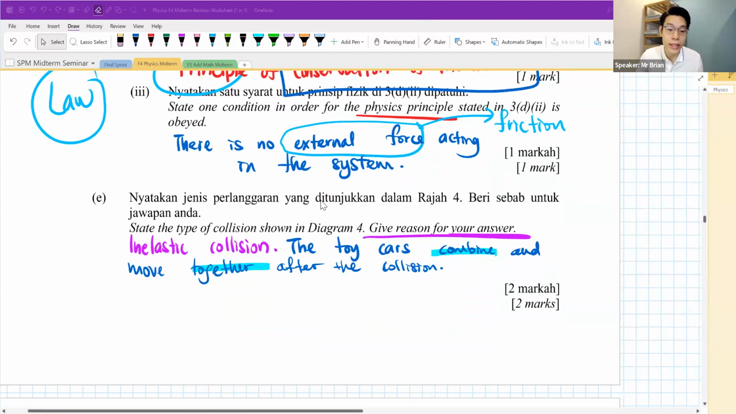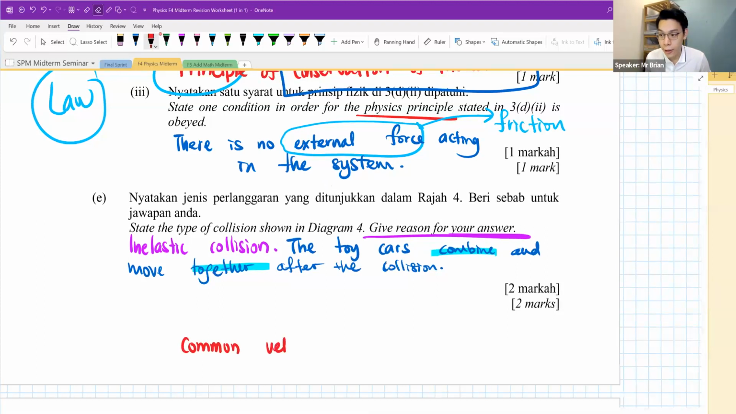Toy cars move with the same velocity after the collision. Can. Okay, same velocity, or better still, you write they move with a common velocity. Can, no problem.